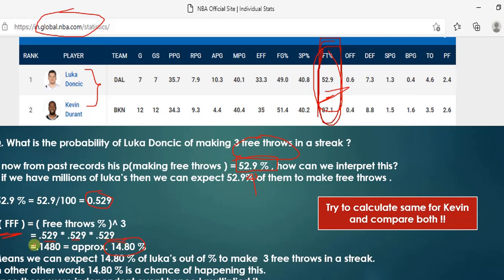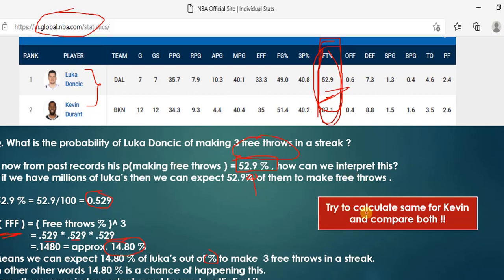Okay, so I have given the interpretation: we can expect a 40.80% chance of him making 3 free throws in a streak. In other words, 40.80% is the chance of this happening, since these are independent events, so I multiplied. To explain better why multiplication works, I have also drawn a tree diagram on the next page. That is very helpful.